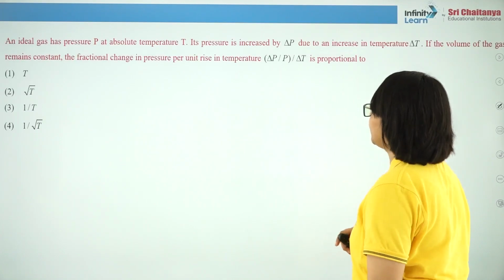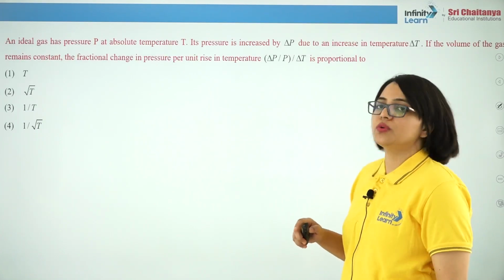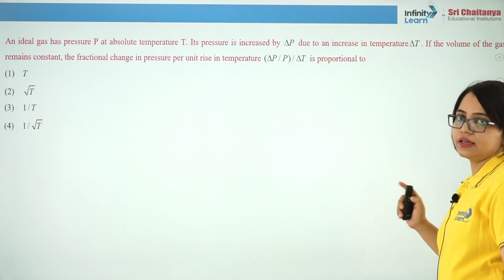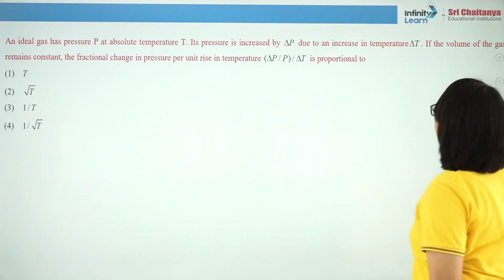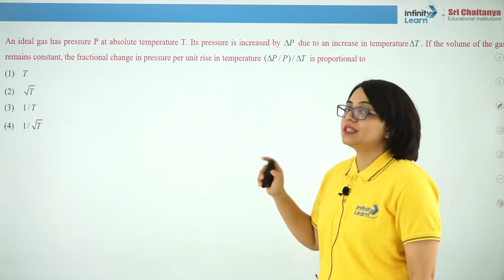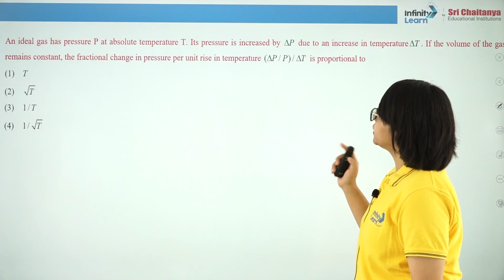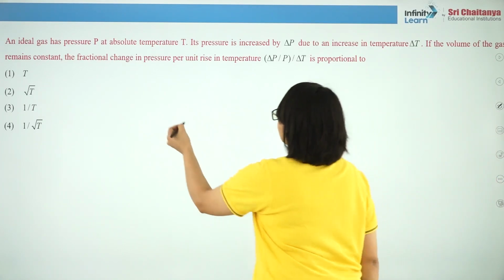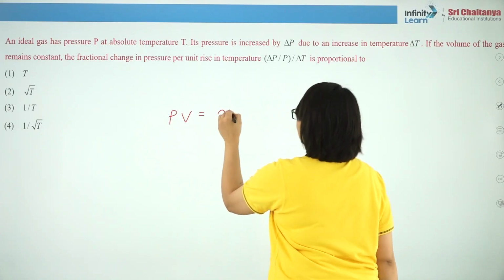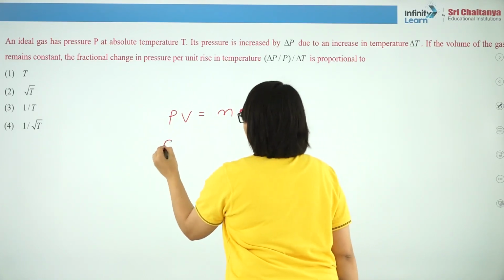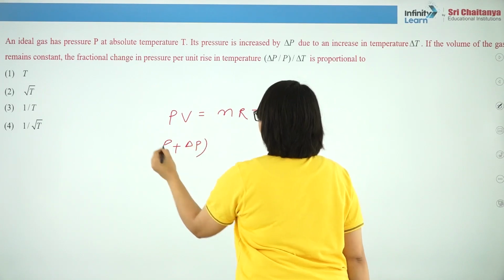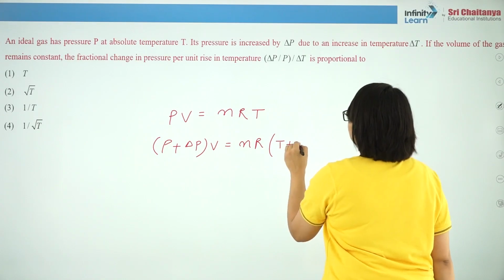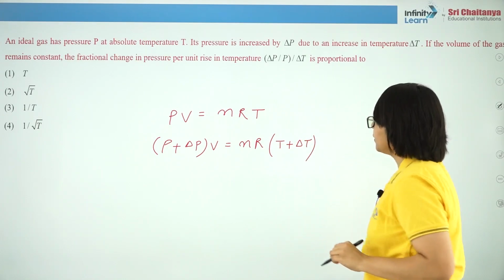Next is 147. An ideal gas has pressure P at absolute temperature T. Its pressure is increased by delta P due to an increase in temperature delta T. If the volume of the gas remains constant, the fractional change in pressure per unit rise in temperature is proportional to. So, we have for the first condition PV is equal to nRT. For the second condition, (P plus delta P) V is equal to nR (T plus delta T), right.